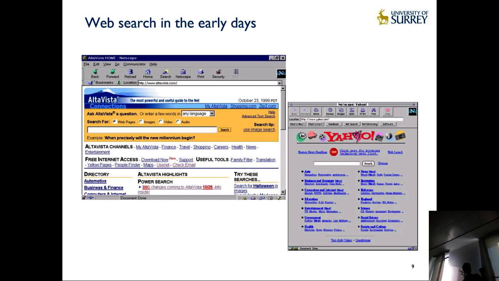Some of you might remember, well, Yahoo is still around. Some of the early search engines on the internet, probably Yahoo and AltaVista, were the popular ones. Probably you remember AltaVista. I don't know. Many of you haven't seen AltaVista. You don't look like them, but I look younger than I am.